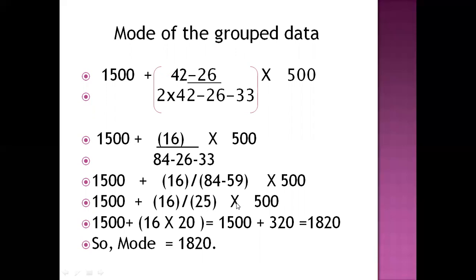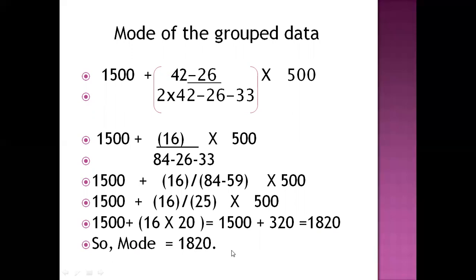So 25 into 500. 500 and 25 both are going in the 25 table exactly. So 25 twenties are 500. So 1500 plus 16 into 20, that is equal to 1500 plus 320, that is equal to 1820. So the mode of the given data is 1820.